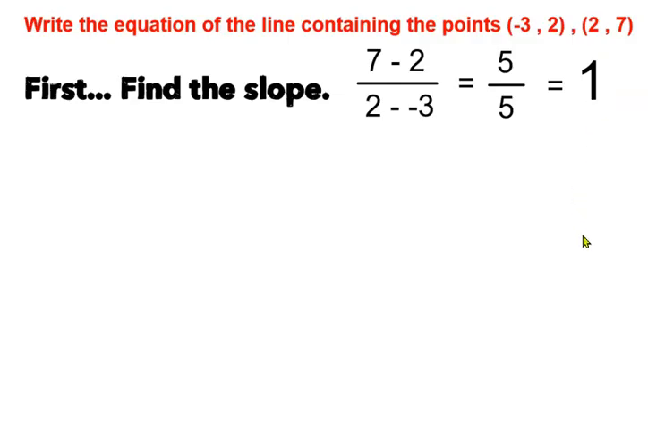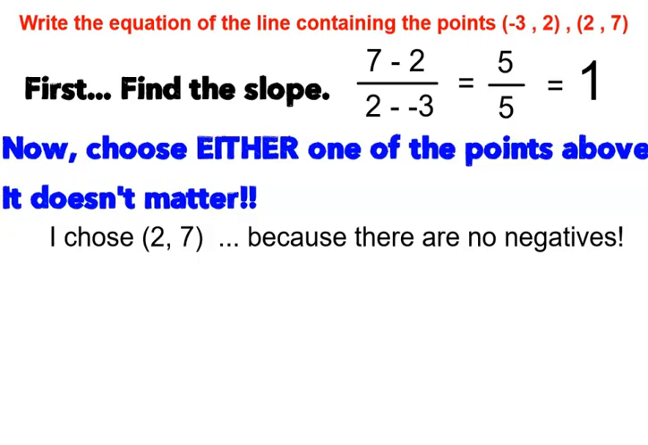Now that I have my m value, or my slope, I only need a single point to finish the problem. I have 2 points, but I only need 1, and you can choose either one of the points. I'm going to choose 2, 7. I like that one because there are no negatives.